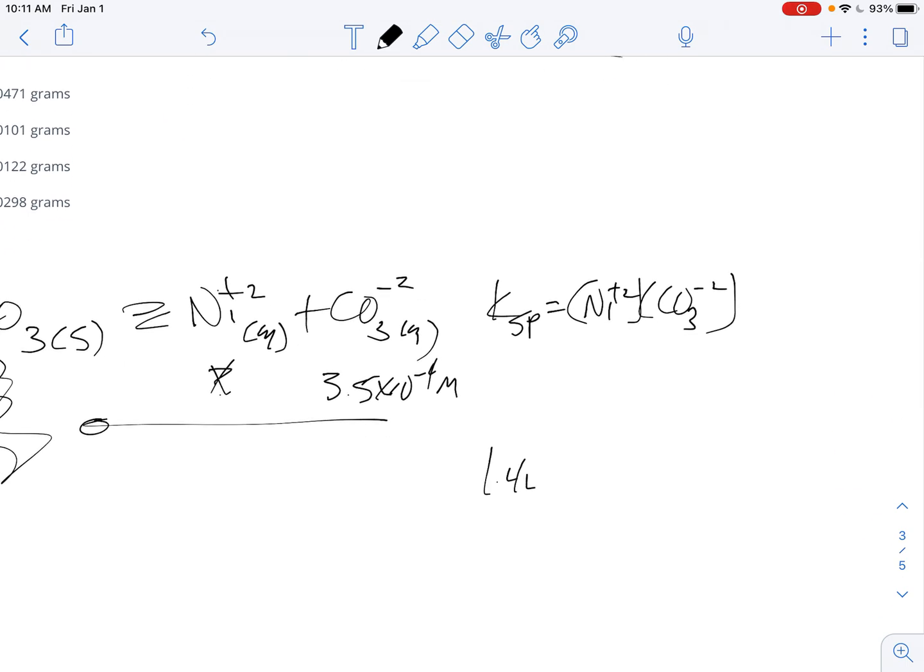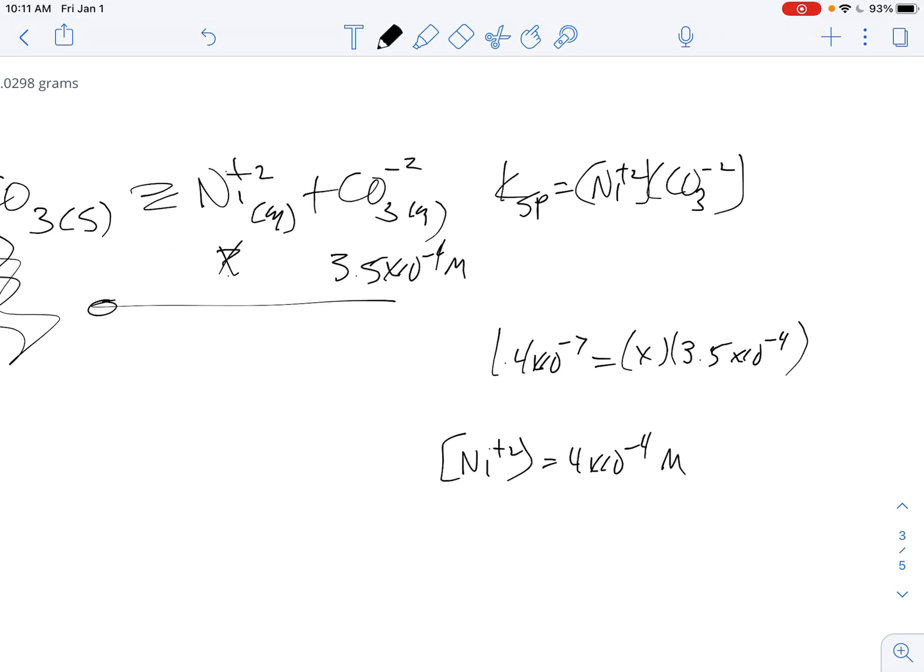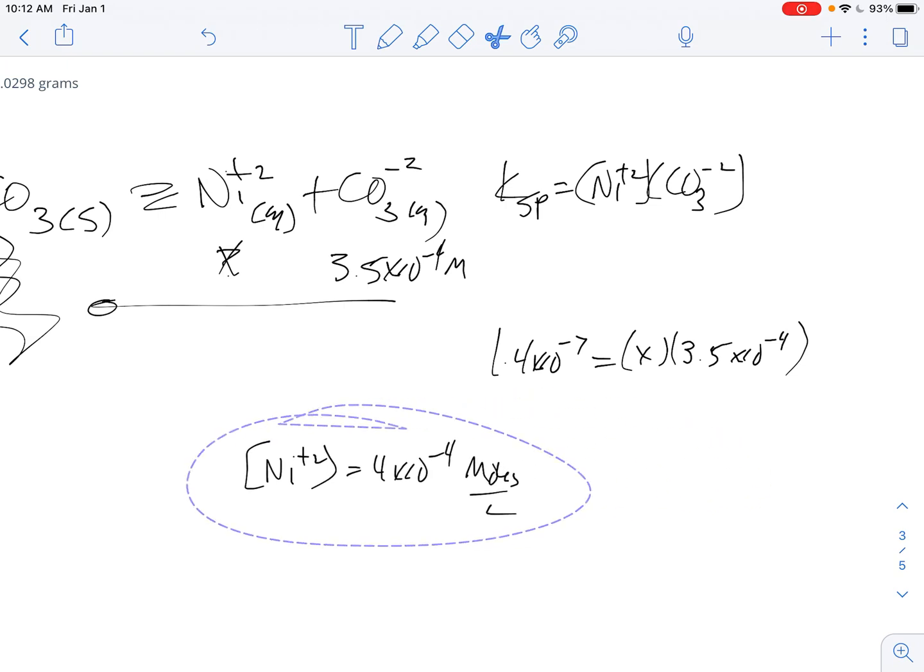They told me that the Ksp is 1.4 times 10 to the negative 7th. And then that's going to be equal to X times 3.5 times 10 to the negative 4th. Like so, I get out my calculator. 1.4 times 10 to the negative 7th divided by 3.5 times 10 to the negative 4th gets me 4 times 10 to the negative 4th. So my concentration of nickel, which is my X, is 4 times 10 to the negative 4th molarity. That's what I need. Now that is in moles per liter.